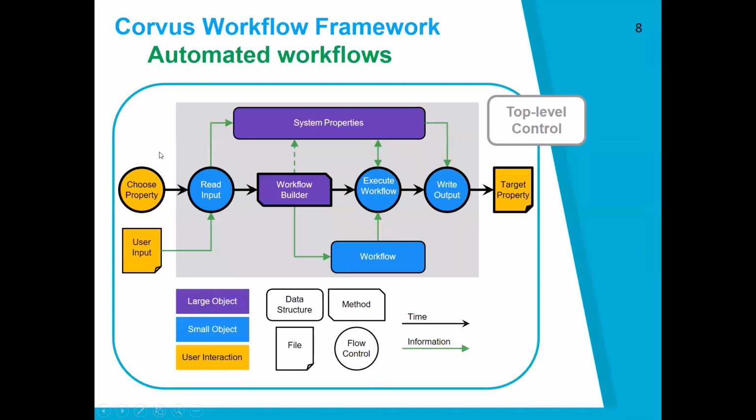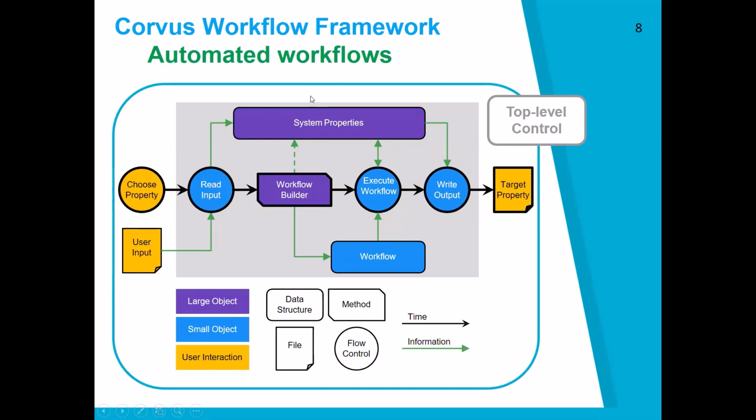First of all, it's an automated workflow. This is a general top level control diagram of Corvus. The user would choose a property and give some input, of course. You have to have some input for the system. For example, you choose a property that you'd like as your target property. That's what you want the workflow to calculate.